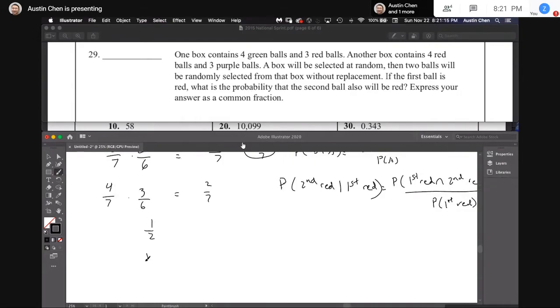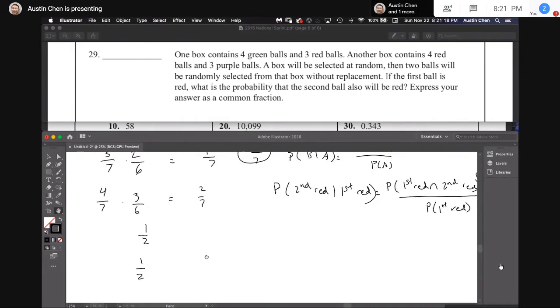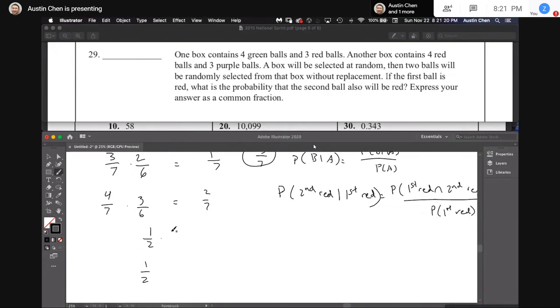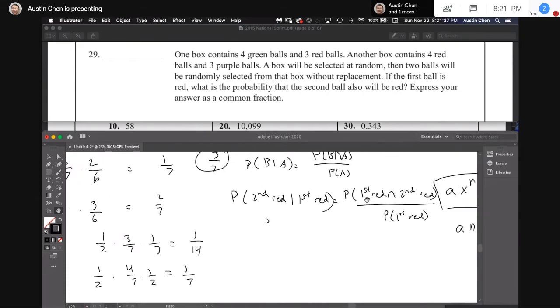So probability of first red and second red, that will just be, so we have 1/2 for the boxes. We're just going through it now. And then the first red will be 3/7, and the second red will be 1/3, like that. And this one will be 4/7, and it will be 1/2. Okay, so then this will be 1/7, and this will be 1/14. So then we just add these. So then this is just 3/14. Right, so probability of first red and second red is 3/14.